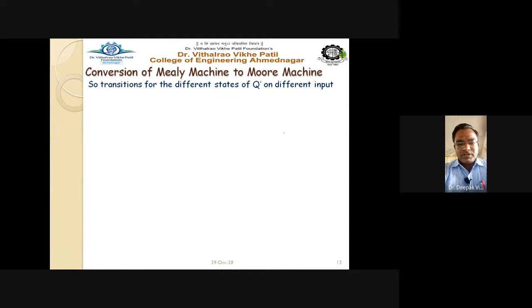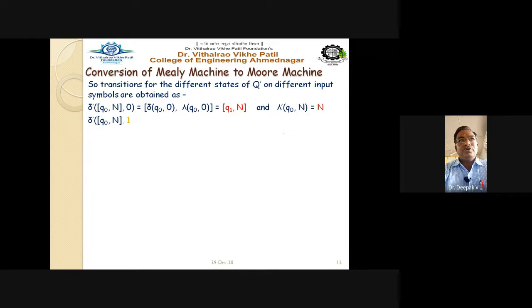Because how many new states are there? 6 states. And how many input symbols? Input symbols are 0, 1. Right. So how many possible transitions are there? There are 12 possible transitions. So we can have Q0N, the state number 1 on 0, and Q0N, state number 1 on 1 input.